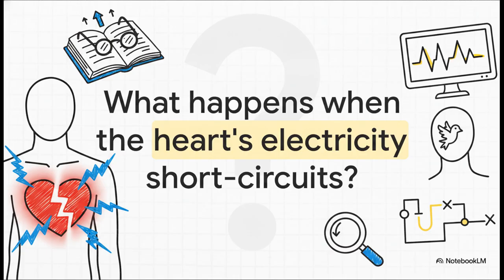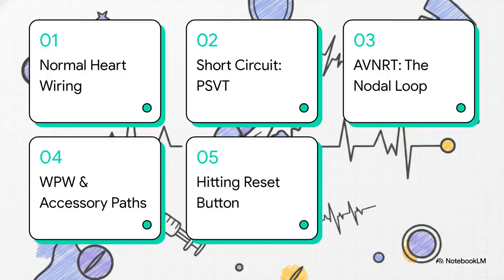So today, we're going to break down exactly why this happens, how we identify the specific type of short circuit, and, incredibly, how we can literally hit the reset button to fix it. Here's our roadmap for this explainer. 1. Normal heart electrical wiring. 2. The short circuit, PSVT. 3. AV-NRT, the nodal loop. 4. WPW and accessory pathways. And 5. Hitting the reset button.